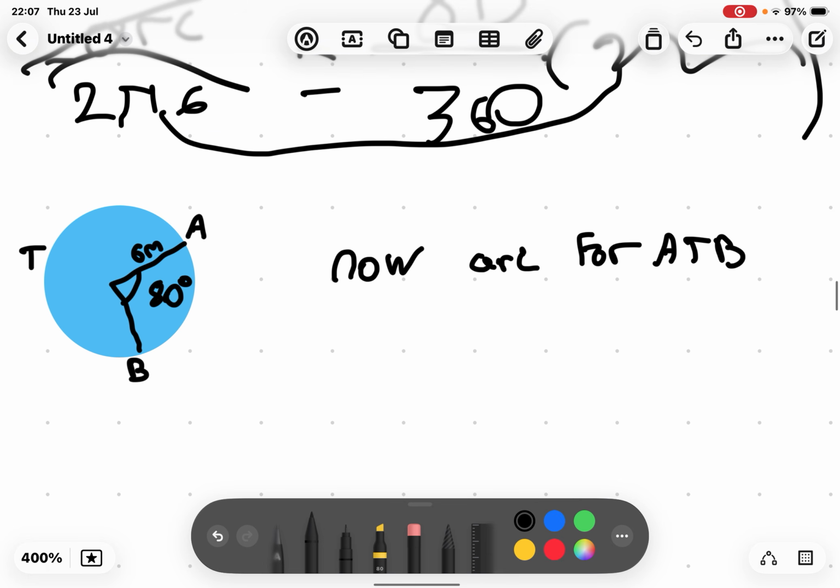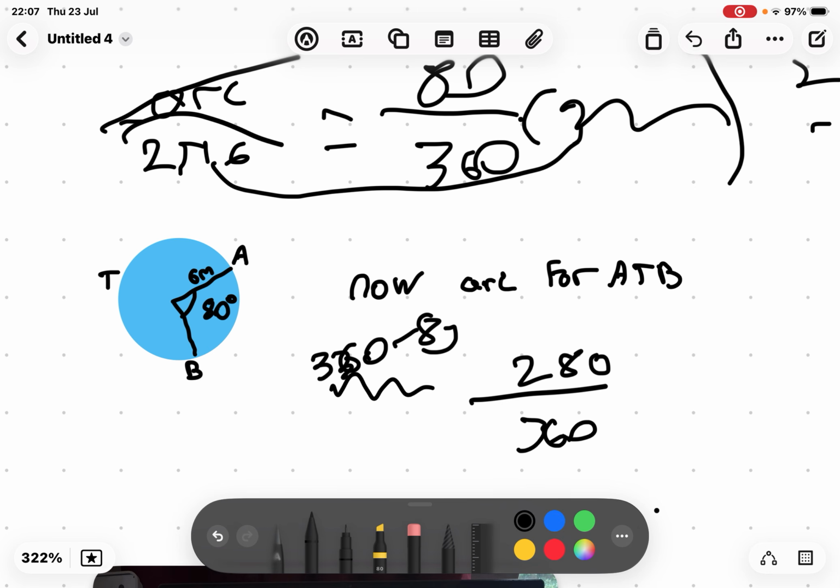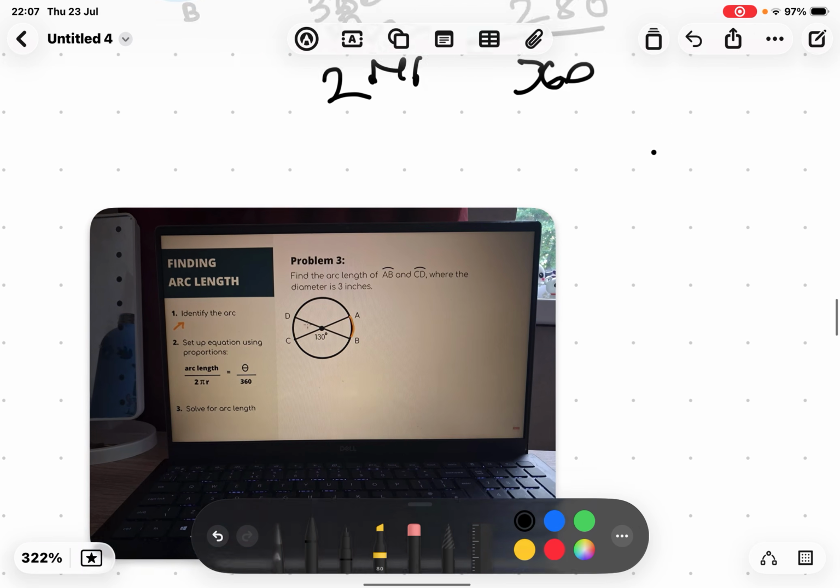Now for ATB, this time it's going to be for this part here. In this case we do exactly the same thing. However, instead we do 360 take away 80, because we're not looking for this part, we're looking for this part, which is going to be 280 degrees. The 2 pi 6 is the same, so you're going to get the answer for that.